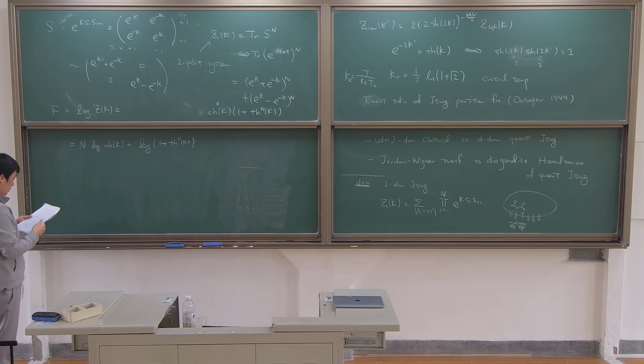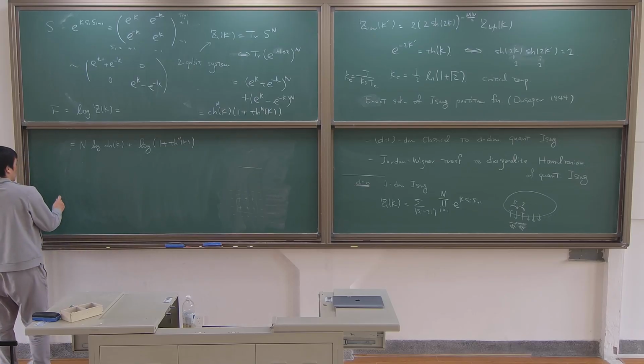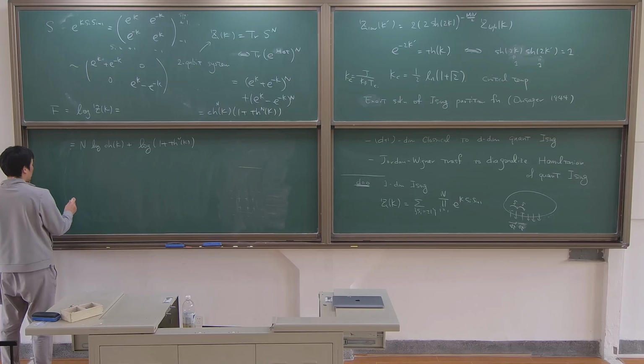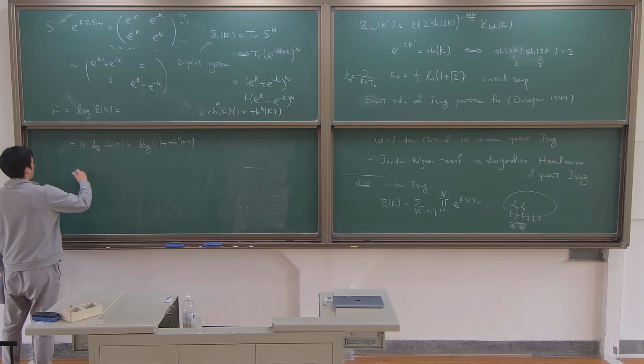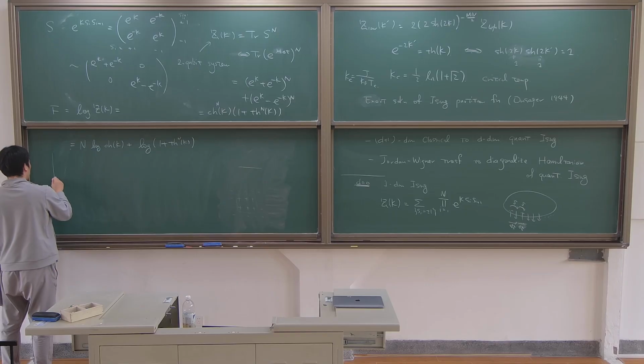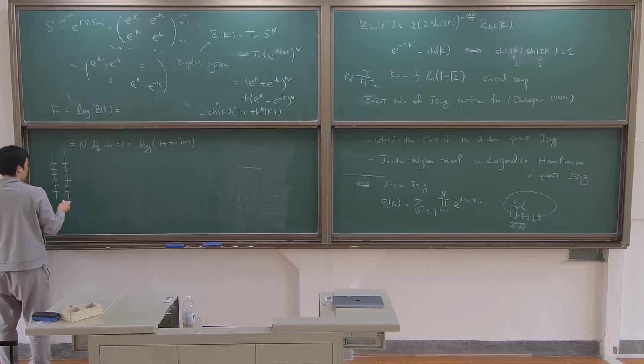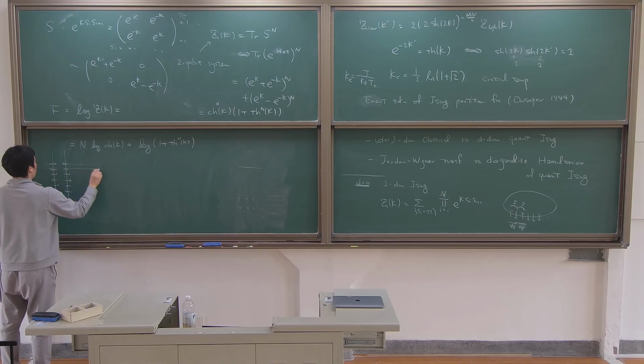So let's move to the two-dimensional classical Ising model. The two-dimensional classical Ising model is also similar. So you have, how to say, a one-dimensional Ising chain, whatever. And then the other is also a one-dimensional Ising chain. And somehow they interact with each other.